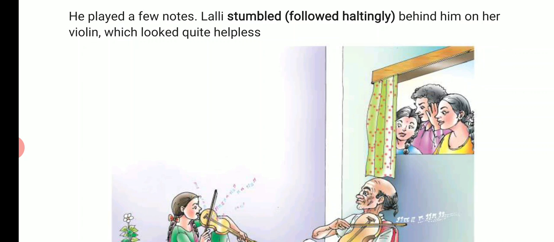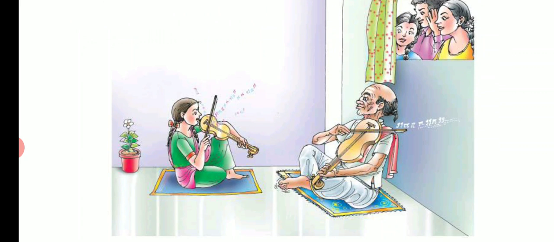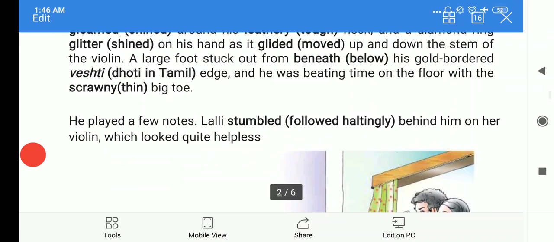Now look at the feet, look at the picture, how the feet were there. He was wearing a dhoti and his feet were out. When the beats of the music came, that foot was tapping the floor. When we listen to a song and some beats come, we start tapping our feet on the floor, the same thing. So he was tapping his feet on the floor to the beats of the violin.